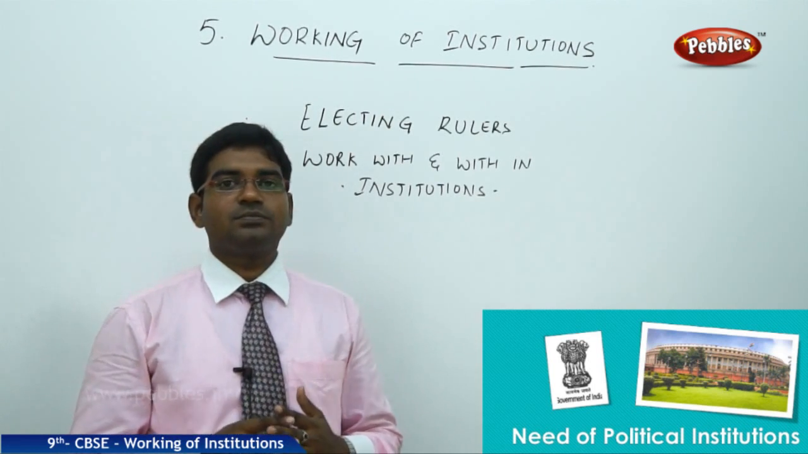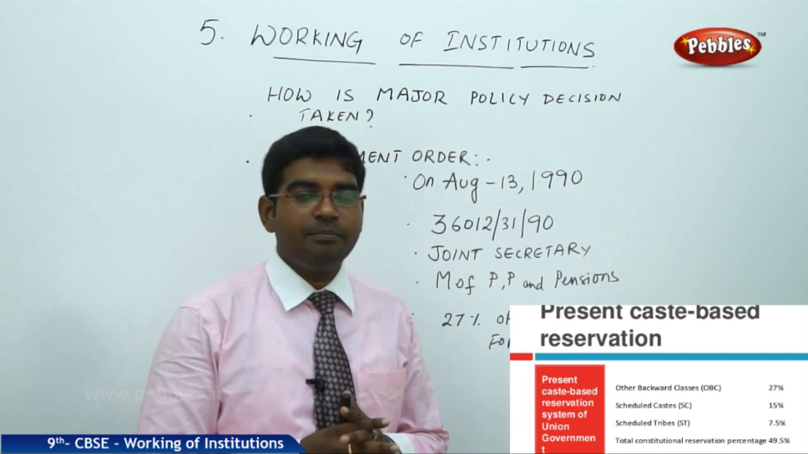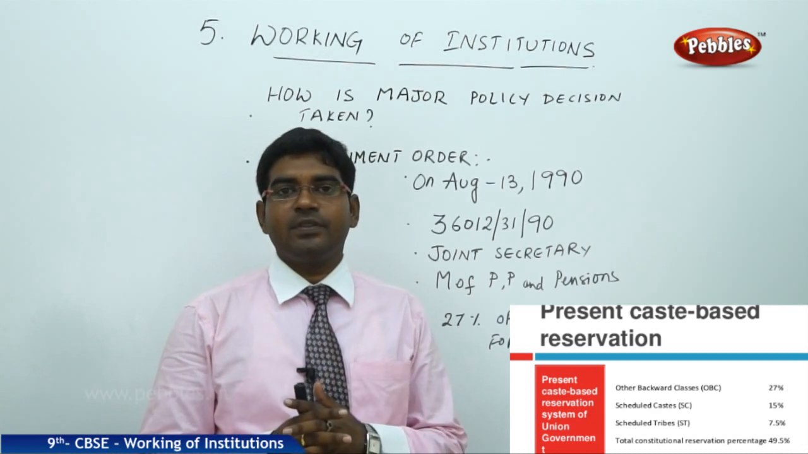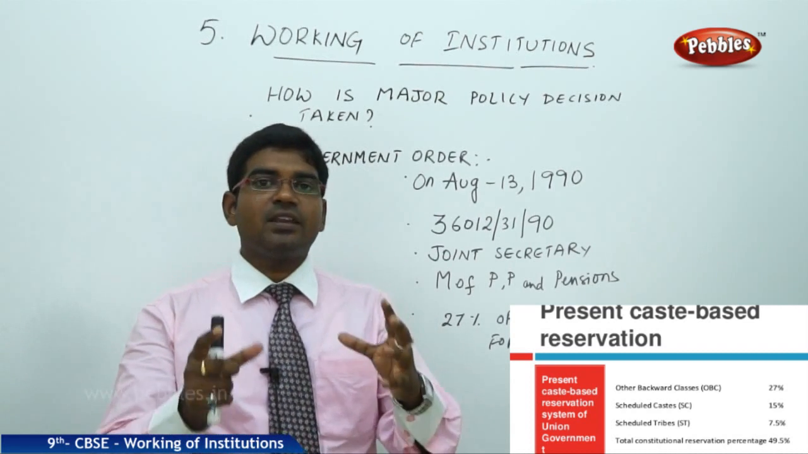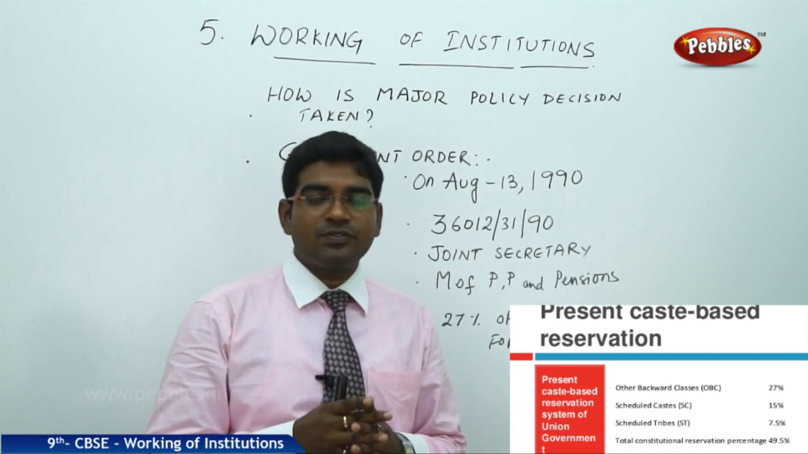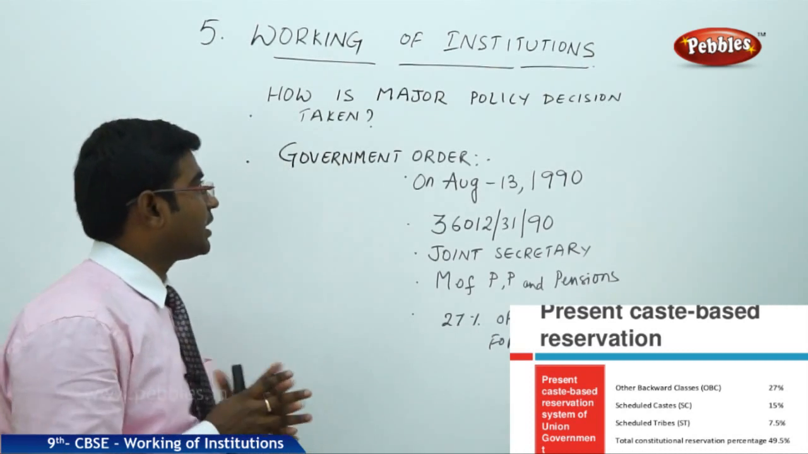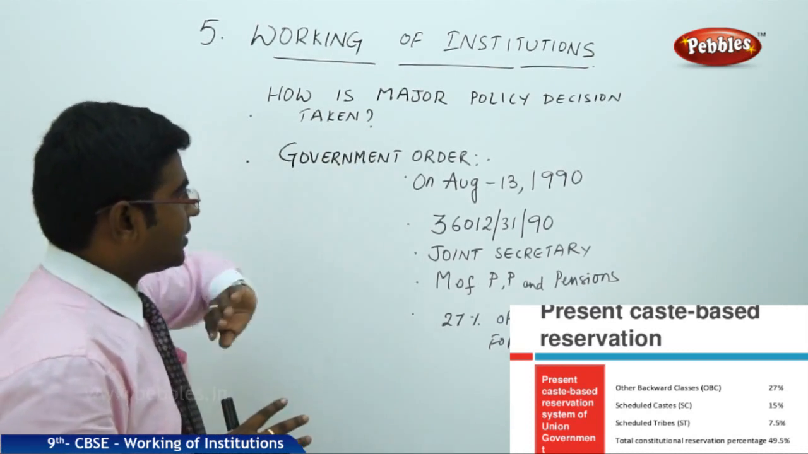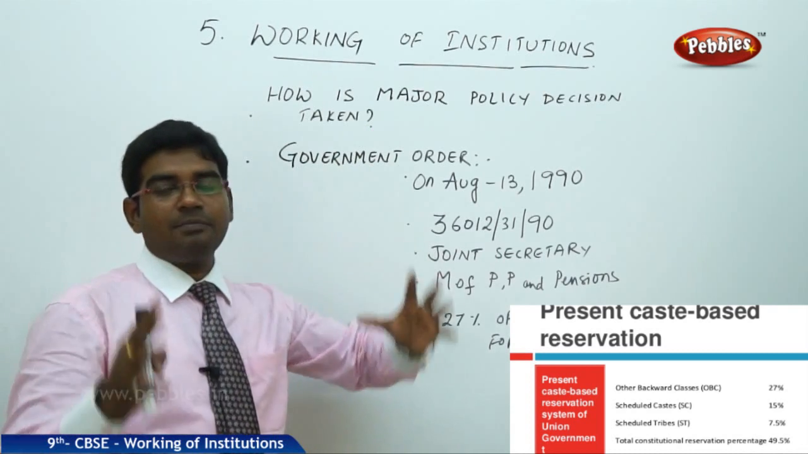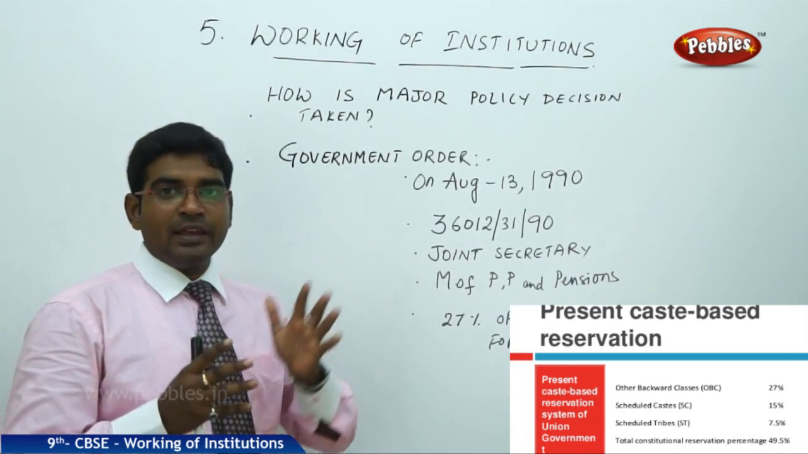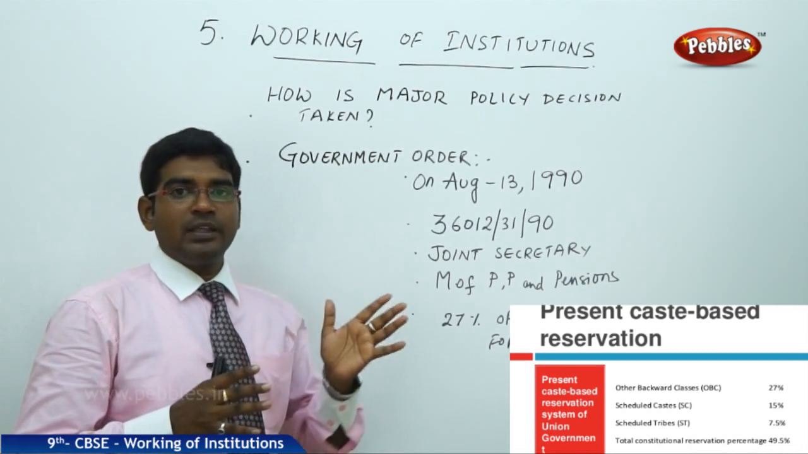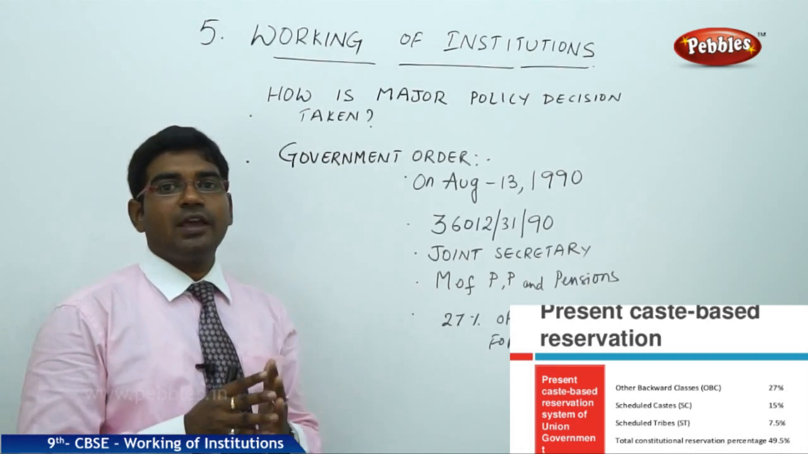Let's find out. How is a major policy decision taken? This is a very fundamental question on which the entire unit goes. Let's find out with an example. As I mentioned earlier, the decisions are taken in the parliament and they come to us as a government order. Let us first check one government order. Later we shall discuss how the procedure happens.